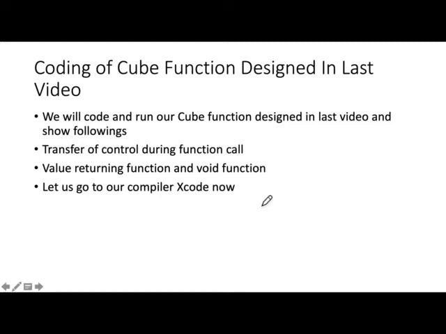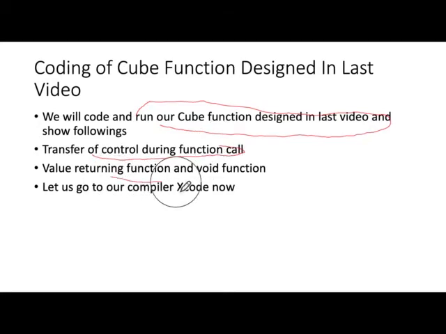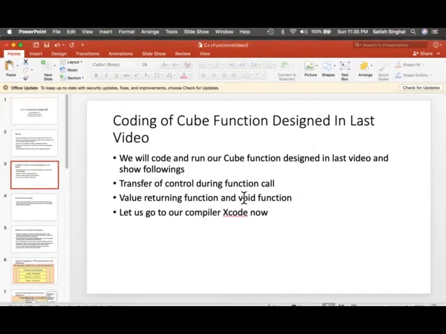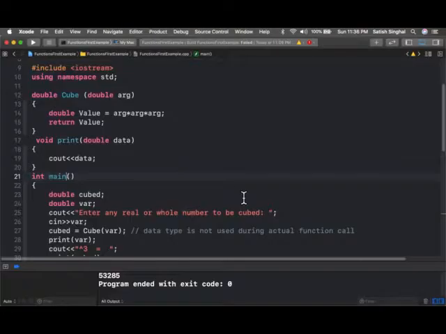We designed a cube function in the last video. We will code that and run our cube function design from the last video. We'll show how the transfer of control takes place during a function call, and we'll also show a value returning function and a void function. And for that we need to go to our compiler, Xcode. So let's go to Xcode.